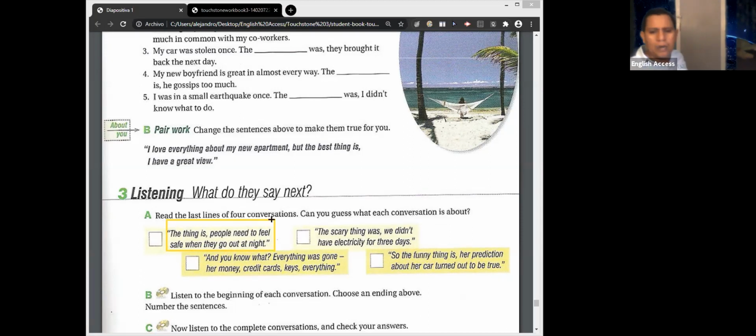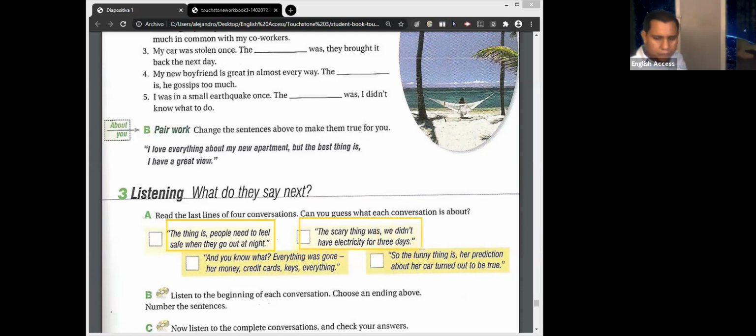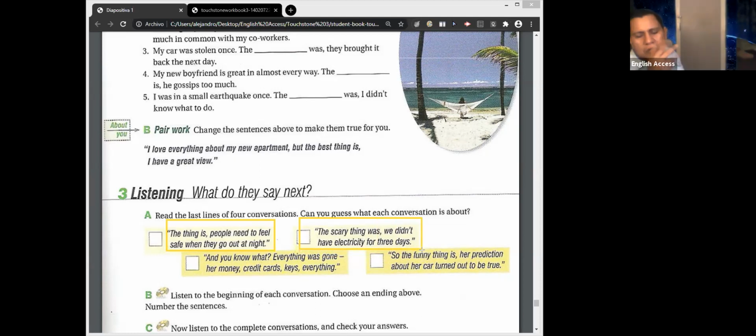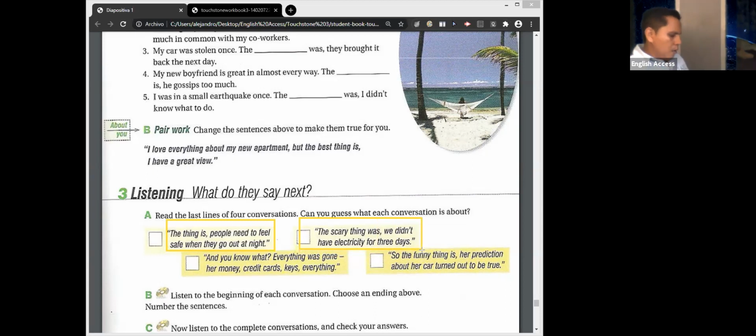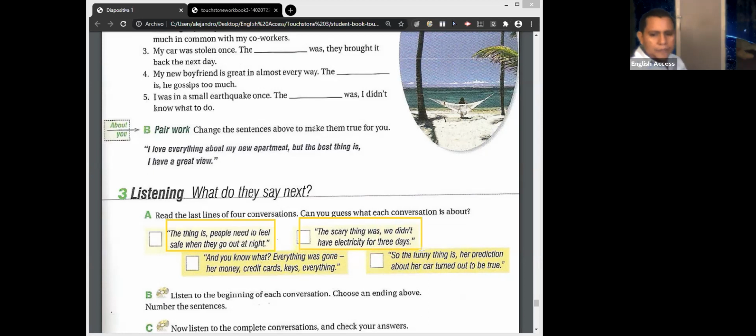All right. Now, David, what about this? Can you read it, please? "The scary thing was we didn't have electricity for 3 days." What is the conversation about? What's the situation, David? "I think at night it was very dark." Okay, right, that was a scary thing. All right, excellent. Thank you.